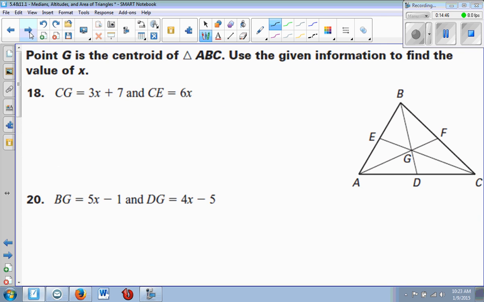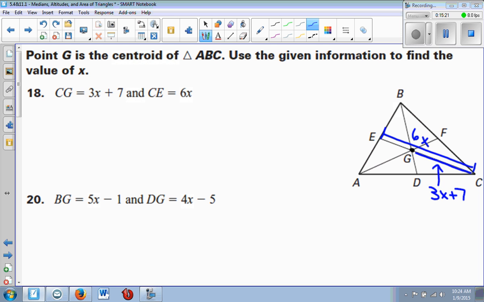Flipping to the back, we've got a triangle where we're told G is the centroid, which means that A to F is a median, B to D is a median, and then C to E is a median. So let's label what we're given. In the picture, we're told from C to G is 3x plus 7. And we're told C to E is 6x.